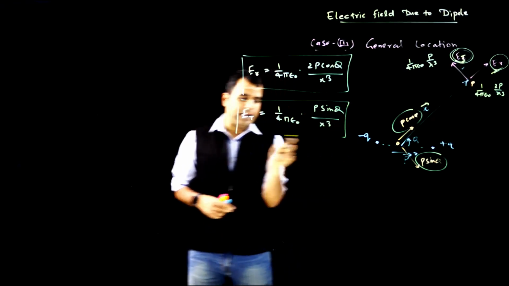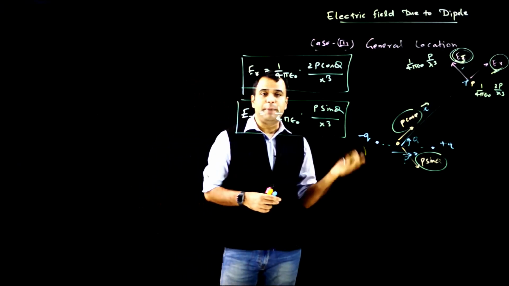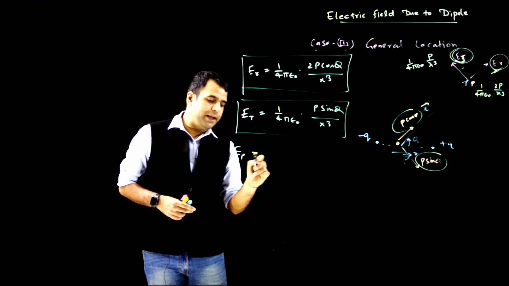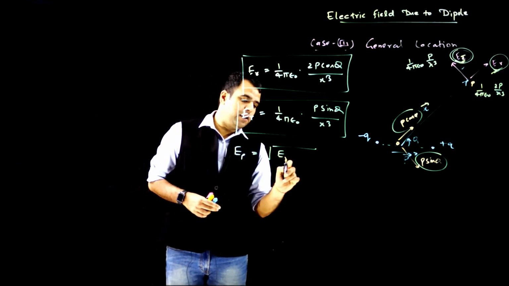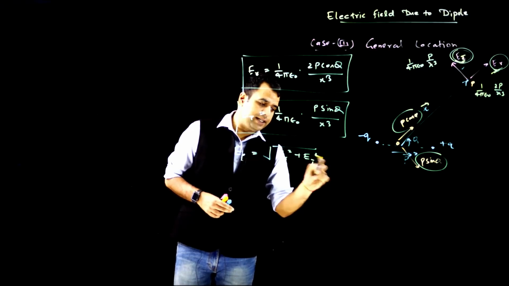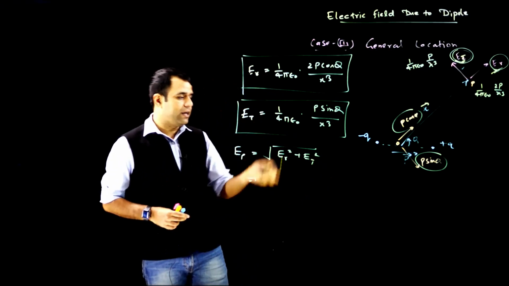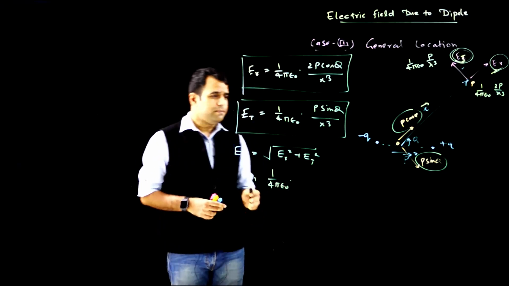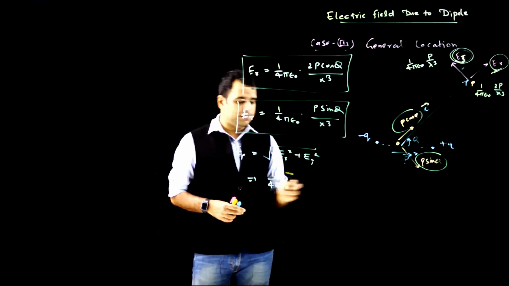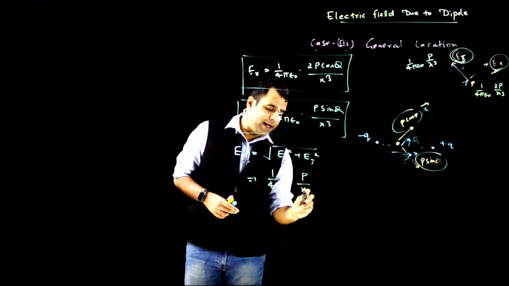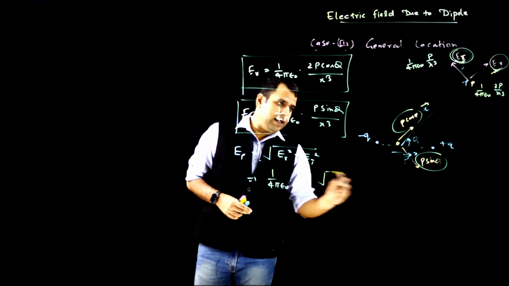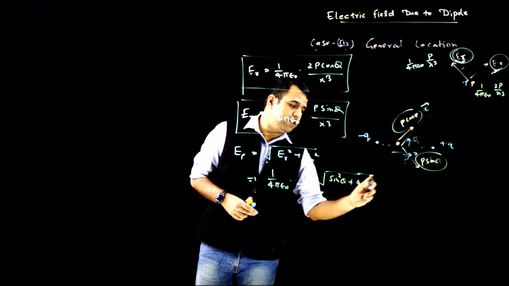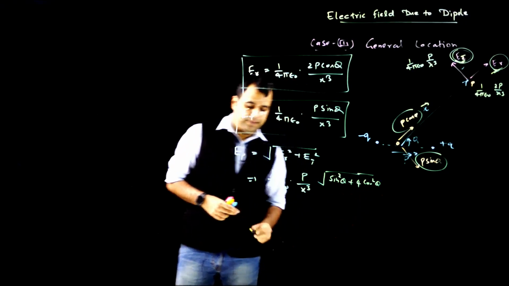So these two become the components of the electric field at point P, but we don't need the components, we need the actual field. So the electric field at point P will become under root of ER square plus ET square. If you take the squares and add those values, by simplifying you will get 1 upon 4 pi epsilon naught, which you will take out, P upon x cube also you will take out, and inside you will have sin square theta plus 4 times cos square theta.